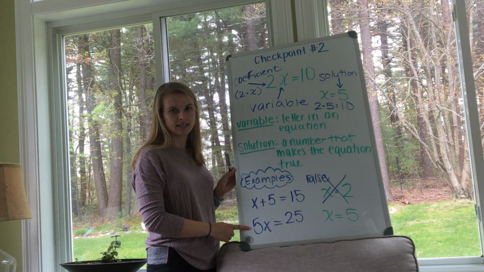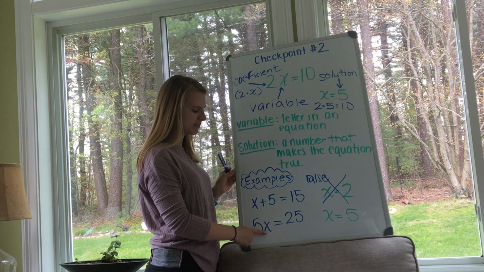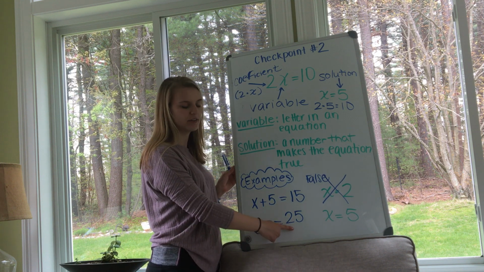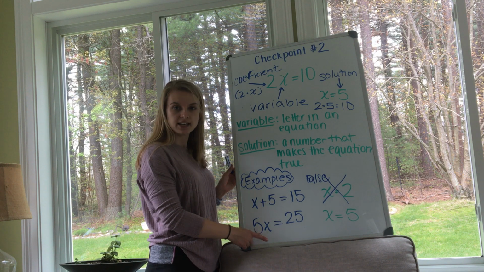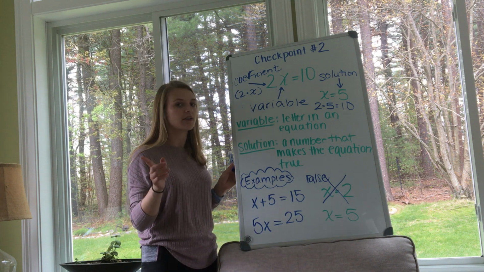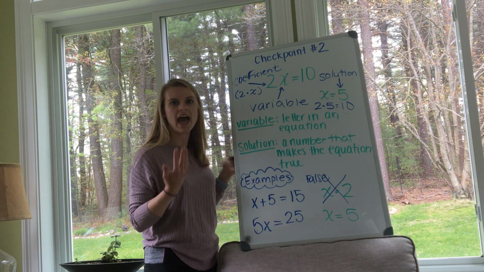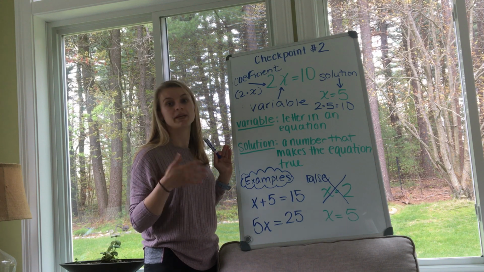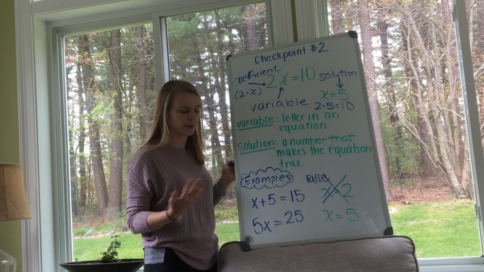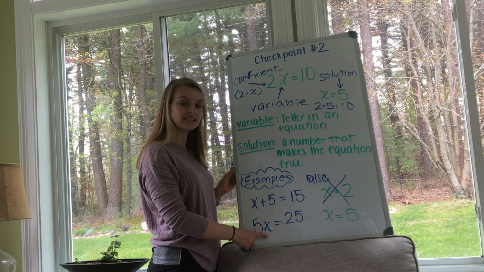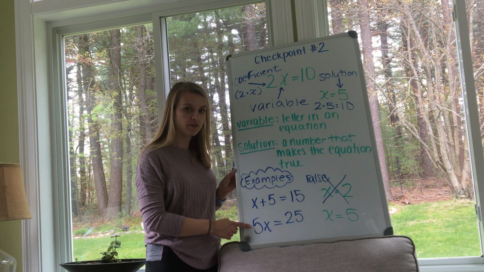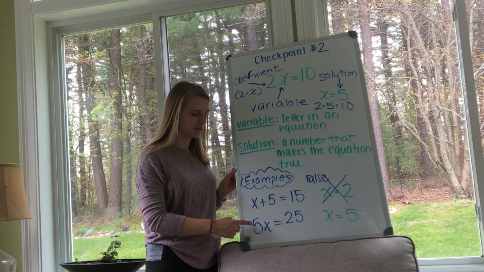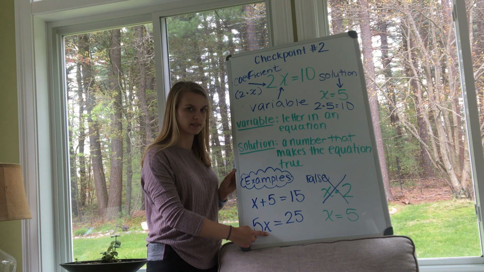Let's look at our next example. We have 5 times x equals 25. So x, again, is our variable. Now, variables could be any letter. It could be an x, could be a y, could be an m, any variable, any letter. But here we have x is our variable. Our coefficient is 5, which means we're going to multiply 5 times x.